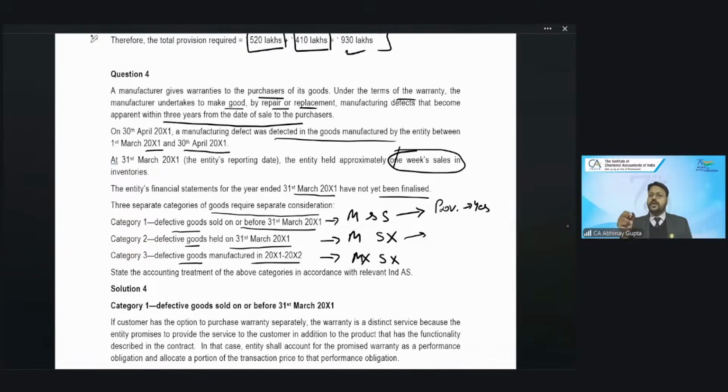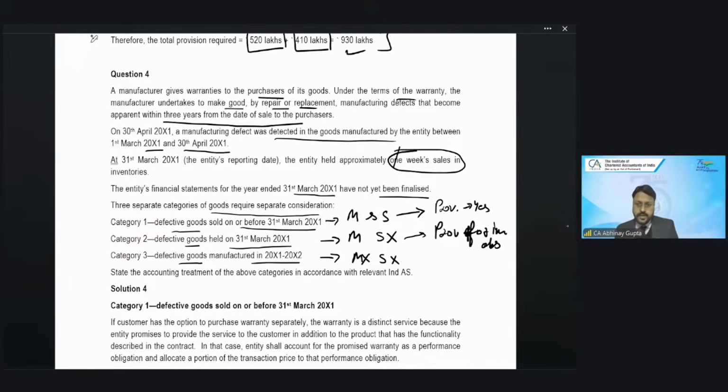But because the goods are already manufactured and they are defective, it means there is inventory obsolescence. Yes or no? Yes, sir. So is a provision for inventory obsolescence required or not? Yes, required. Right? A provision for inventory obsolescence is required. But is a provision for warranty required or not? No, because the goods are not yet sold to the customer. Unless and until the goods are sold, how can the warranty liability become effective?